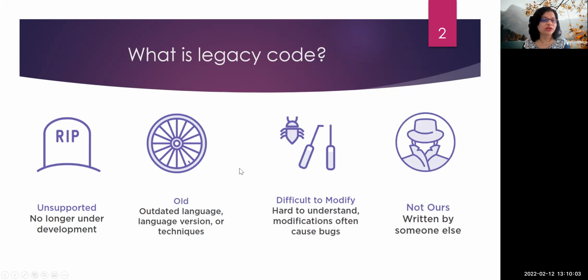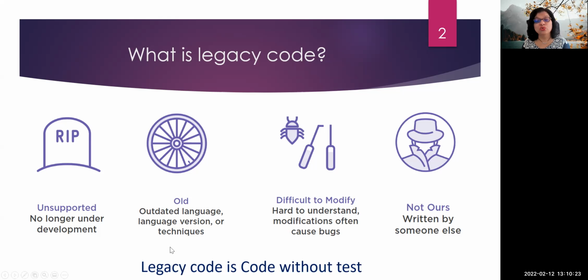And anything which is not written by us, written by someone else, some third party, you can call legacy code. But the best definition of legacy code is given by Michael Feathers, the author of the book Working Effectively with Legacy Code. The definition is: legacy code is code without tests. So if you have written any code and it does not have any unit test case along with it, then you can call it legacy code.